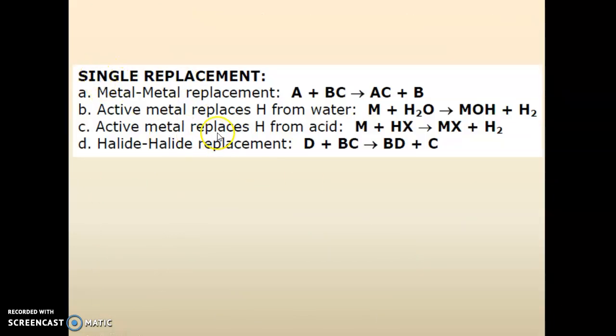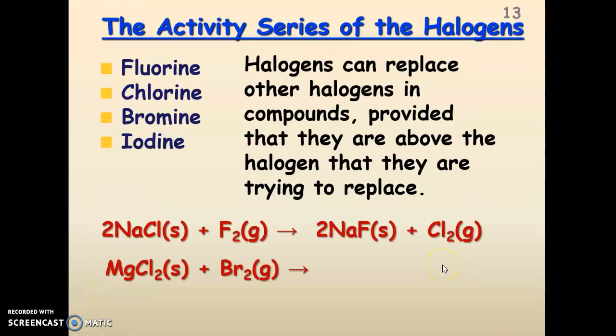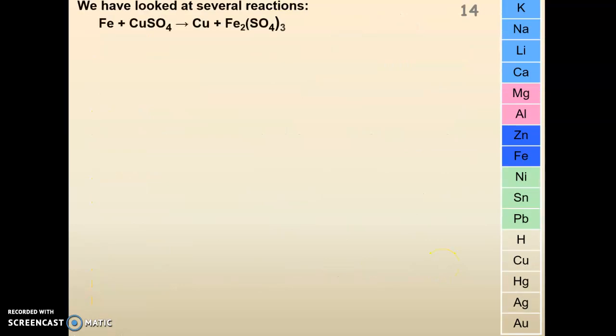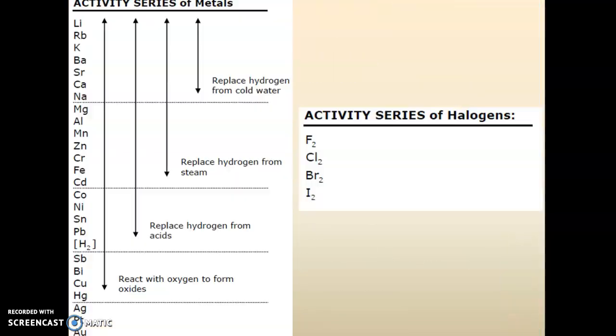Okay, here's what it looks like on the reference table on page 6. We're going to talk about how you can tell. I'm going to scoot ahead just a little bit and show you. On the reference table, this is what you'll be looking at on page 7, the activity series. It tells you what the different elements listed here can do.